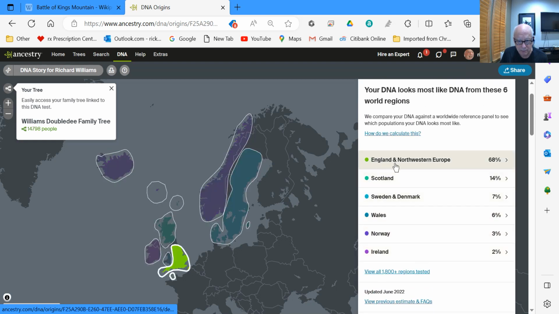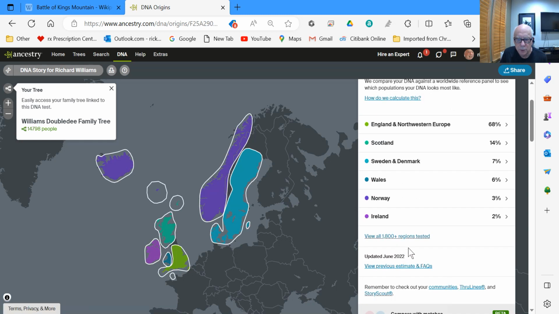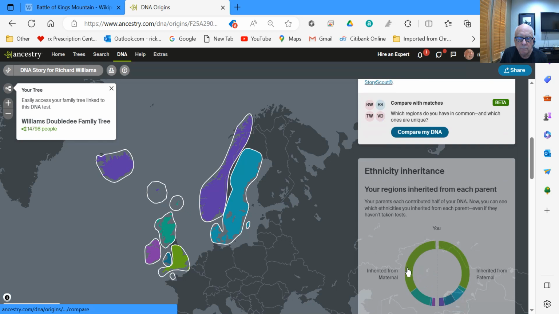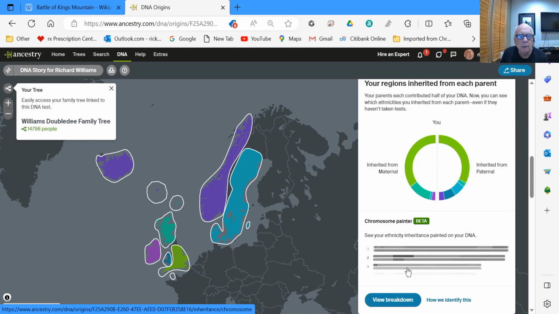my DNA is made up of England, Scotch, Norwegian, Welsh, and Irish. You can drill down on this and get an understanding of why the current analysis comes out this way. Or you can wait for another few months and Ancestry will reanalyze the same data with the context of all new DNA that's coming in.